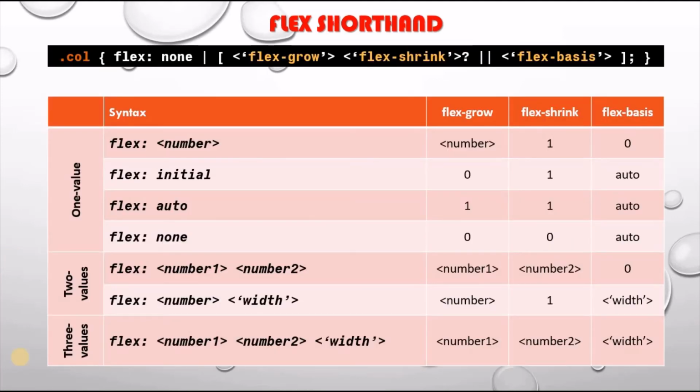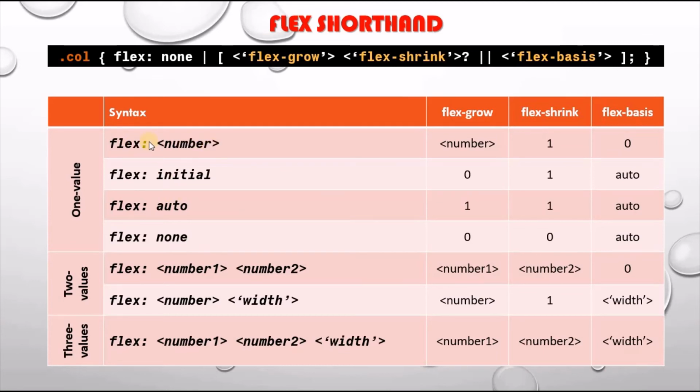In practice, you rarely need to use the longhand, that is flex grow, flex shrink, and flex basis. But there's a shorthand, which is flex. I've put a table that summarizes what it does. So we have several syntaxes: the 1 value syntax, the 2 value syntax, the 3 value syntax. And here I've put what will be the assumed values when you use these syntaxes.